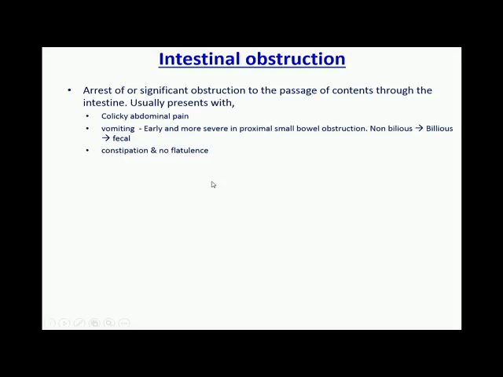The third sign, classic signs of intestinal obstruction, is constipation. Right, because in intestinal obstruction, there's nothing passing through. So the patient is constipated, and they don't pass flatus, no air passing through the anal canal. So you can ask them in the history: either you are constipated, did you pass any gas or not?